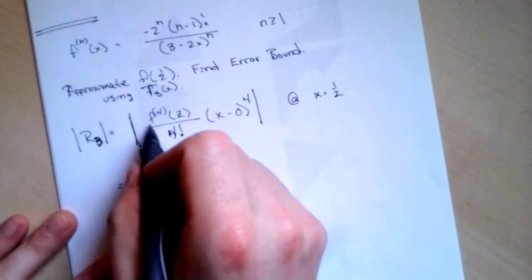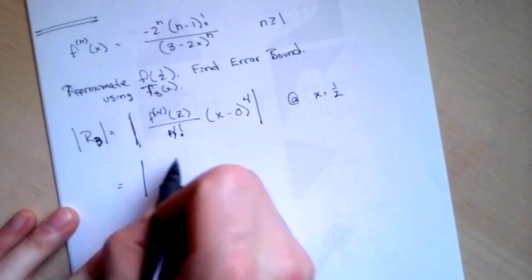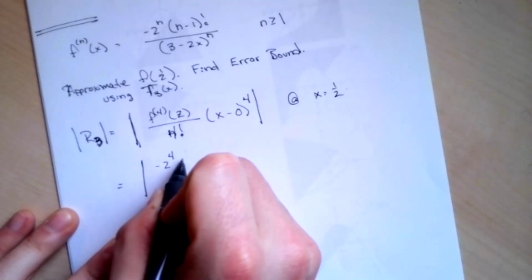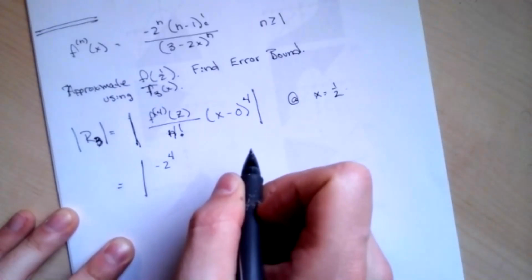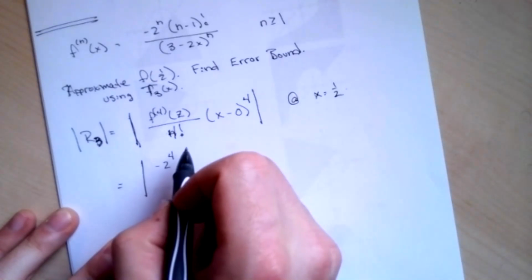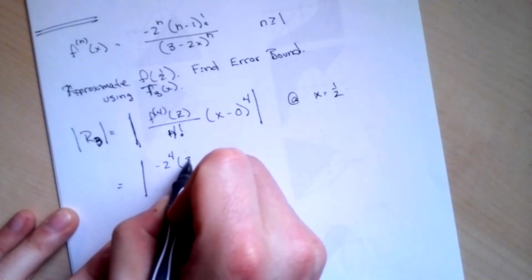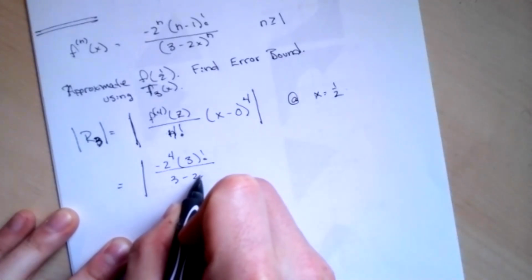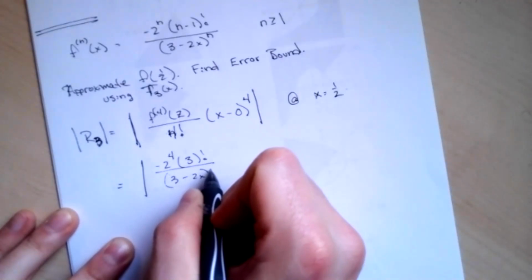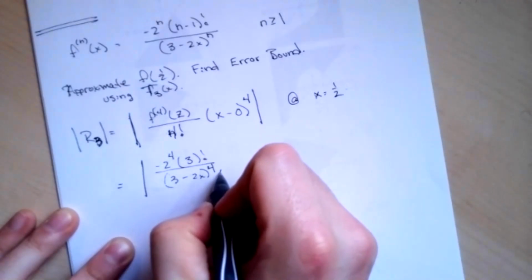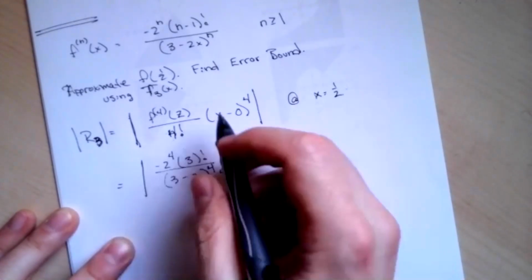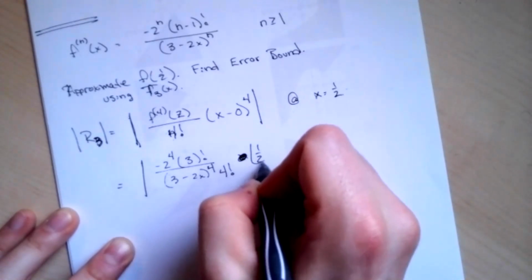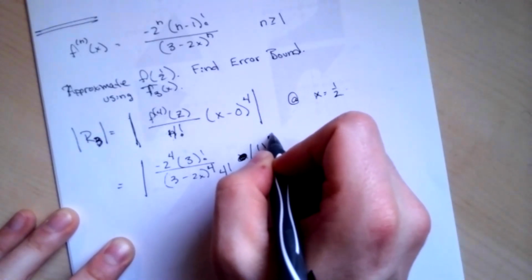So let's go ahead and fill in the fourth derivative, in regards to z. So we'll have a 3 factorial over 3 minus 2x to the 4. We'll have a 4 factorial from that piece. And we're going to have an x to the fourth, which we should just put as 1/2 to the fourth.